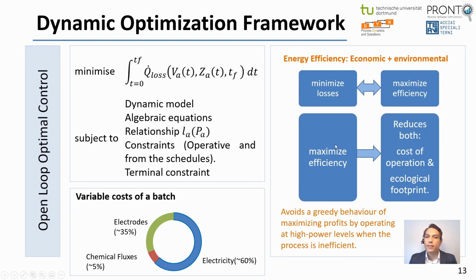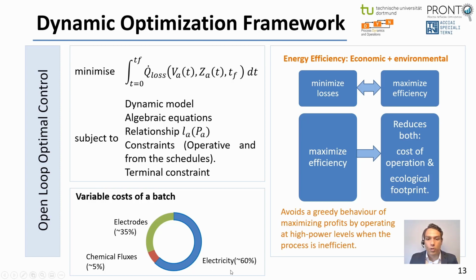In addition, by maximizing the energy efficiency, one can obtain two benefits. On the one hand, the cost of operation is reduced, which is very important for improving the economics of the plant. And on the other hand, one also aims at improving the environmental footprint of the process, which is very relevant. Also, with this approach, we can avoid a greedy behavior of the algorithm that aims only at maximizing profits, regardless of how efficient the process is. So in this case, with this objective function, the economic benefits come from the following consideration.